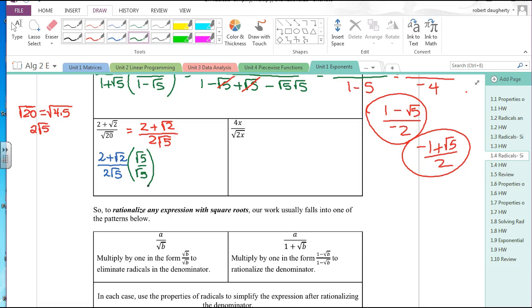So what do I get on the top? I get 2 square root of 5. What's the square root of 2 times the square root of 5? That's the square root of, what's 2 times 5? 10. Okay. So I get square root of 2 times the square root of 5. That's the square root of 10. On the bottom, I get 2 times the square root of 5 times the square root of 5. What's, pardon me?